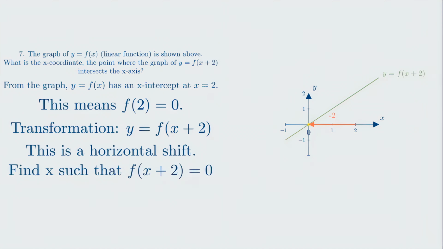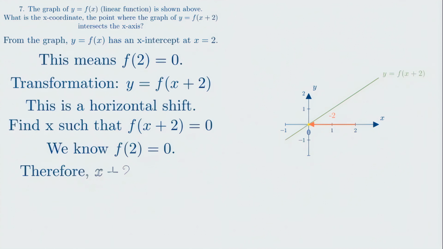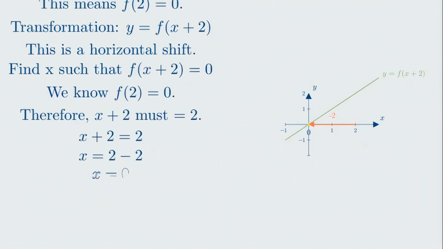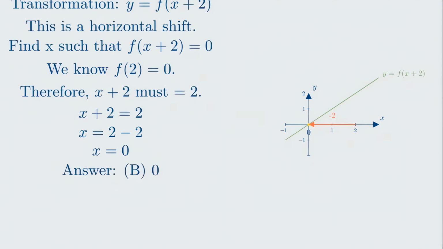We already know from the original graph that f of 2 equals 0. Let's compare the inputs. If we know f of 2 is 0, and we want f of x plus 2 to be 0, it must be that the input to the function, x plus 2, is equal to 2. Solving the simple equation x plus 2 equals 2, we subtract 2 from both sides to find that x equals 0. So the new x-intercept is at x equals 0. This makes perfect sense. The original intercept was at 2, and the graph shifted 2 units to the left, which lands us at 0. Looking at our options, x equals 0 corresponds to option B. So the final answer is B.